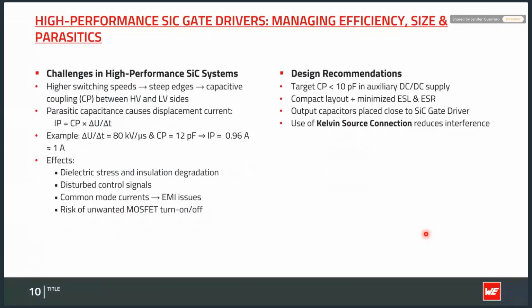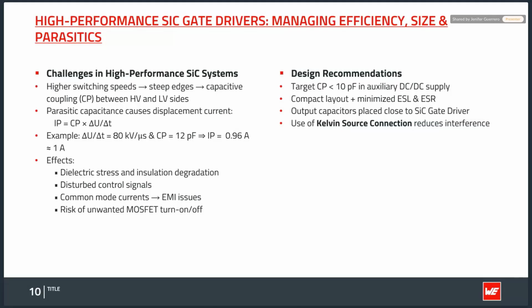This is also what I wanted to showcase: the importance, when it comes to silicon carbide drivers, of managing the efficiency, the size, and the parasitic effects. With silicon carbide, we're dealing with very fast edges. We are talking about dV/dt values of 50 to 100 kilovolts per microsecond. This is great for performance, but it comes with challenges. One of the big ones is capacitive coupling. When we have a small parasitic capacitance between the high voltage and the low voltage domain, we start displacing current when those edges hit.